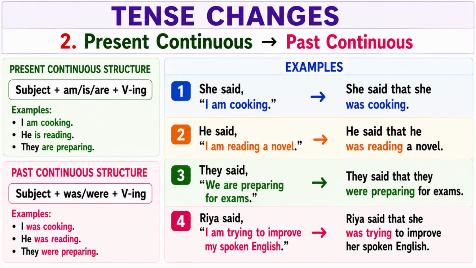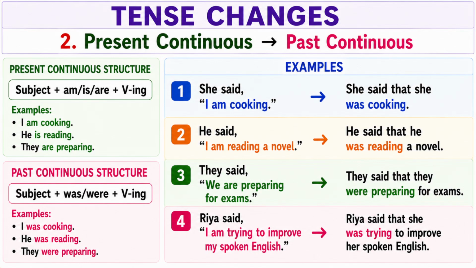The second tense change is present continuous changing into past continuous. The structure of present continuous is subject plus am, is, are plus verb ing. Examples are, I am cooking. He is reading. They are preparing. The structure of past continuous is subject plus was or were plus verb ing. Examples are, I was cooking. He was reading. They were preparing.